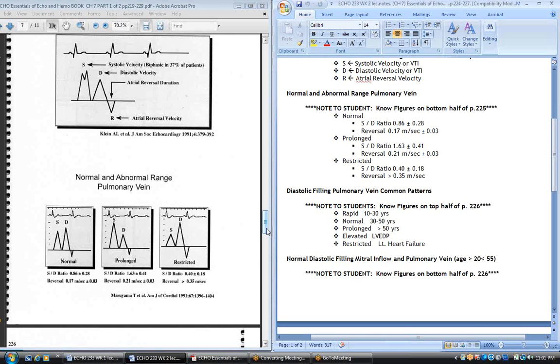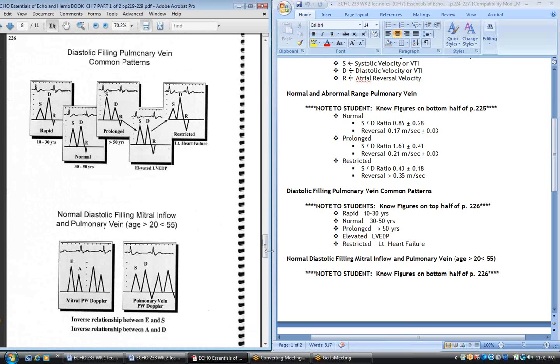All right, so let's move on to page 226, which is common patterns. You have your rapid filling of your 30-year-olds. That's where the S is tiny, big D, R. Remember, if it's a 10 to 30-year-old, then it's not abnormal. It's just rapid filling. You have your normal in a 30 to 50-year-old. The S and the D are closer to the same size, and you have a tiny R.